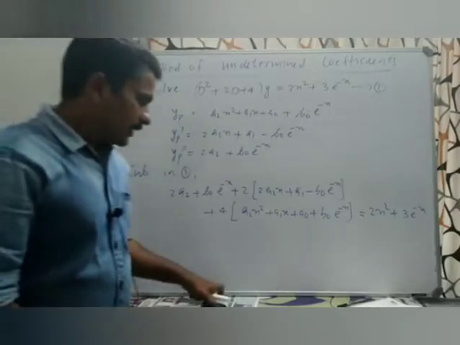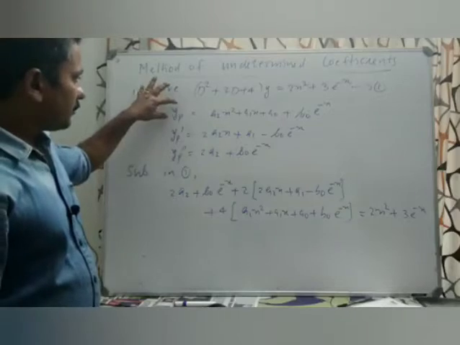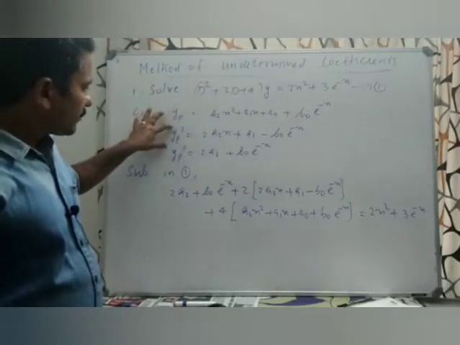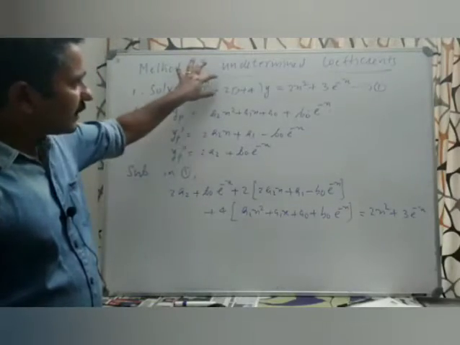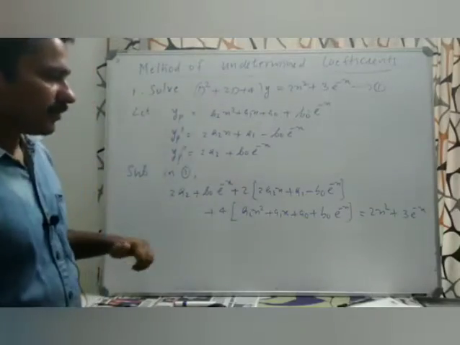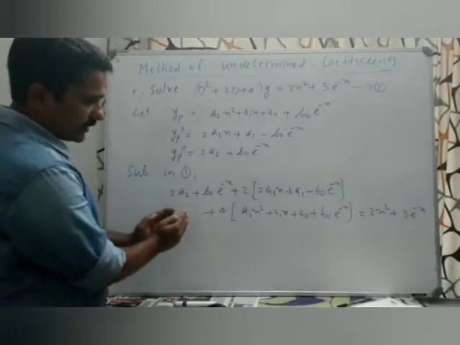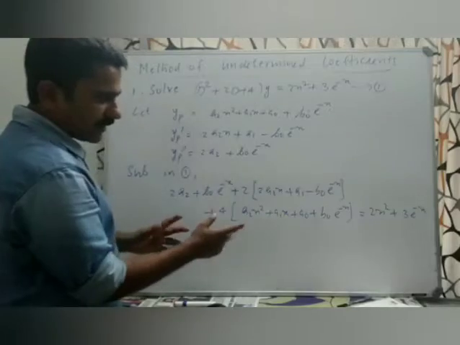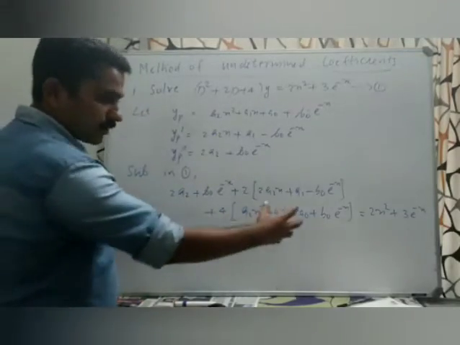Okay, so we have written the general form of the particular integral. We obtained its first and second derivative and substituted all these three in this differential equation. Now next, what we are going to do is, here we can see that there are some constants, there are some times of x, there are some times of x squared, and there are certain times of e to the power minus x. So you group them accordingly.